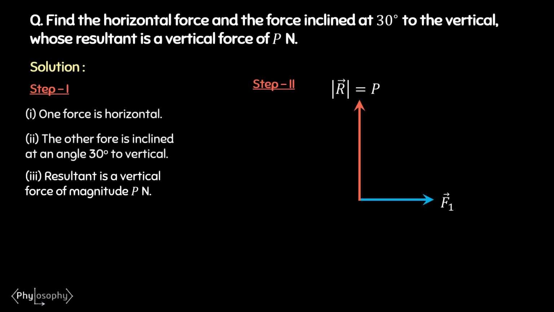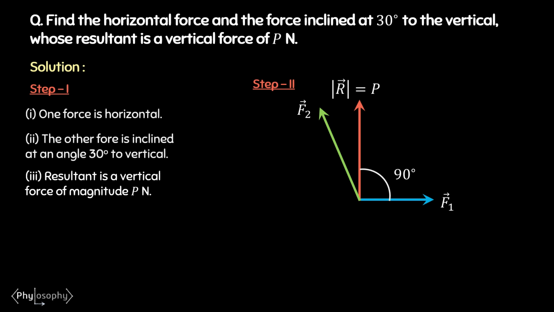So as we can see from this figure, the angle between the vector R, that is the resultant vector, and the force F1 is 90 degrees. Now we have to draw the other force, and it is inclined at an angle of 30 degrees to the vertical. But the question is, in which direction should it be inclined? Whether it is this direction or that direction.